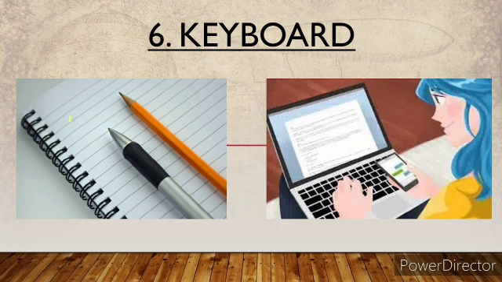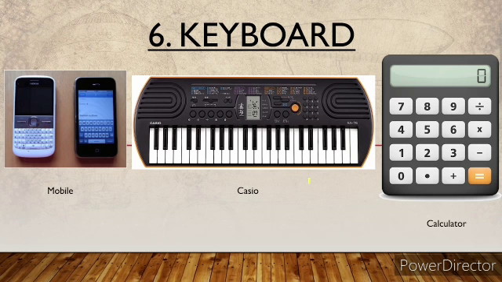So, children, if you want to write on a piece of paper, then what should we use? Yes, we have to use a pen or pencil to write on the paper. At the same time, if you want to write on the computer, then what should we do? So we have to use a keyboard to type or to write on the computer screen. So without this keyboard, we are not able to write anything on the computer.